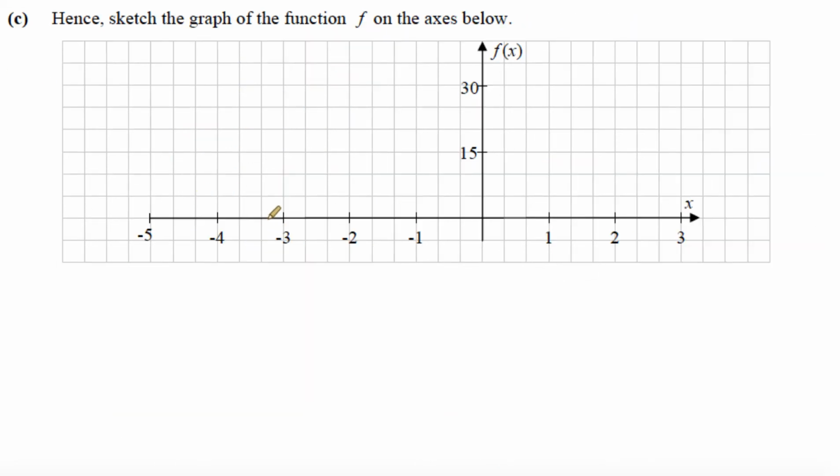Part C then finally says, hence, which means using what we've just done, sketch the graph of the function f on the axes below. Okay, so sketching the graph means it doesn't have to be exact every single coordinate, but just roughly get the intercepts and the general shape. That's what the sketch is. So what do we know so far?